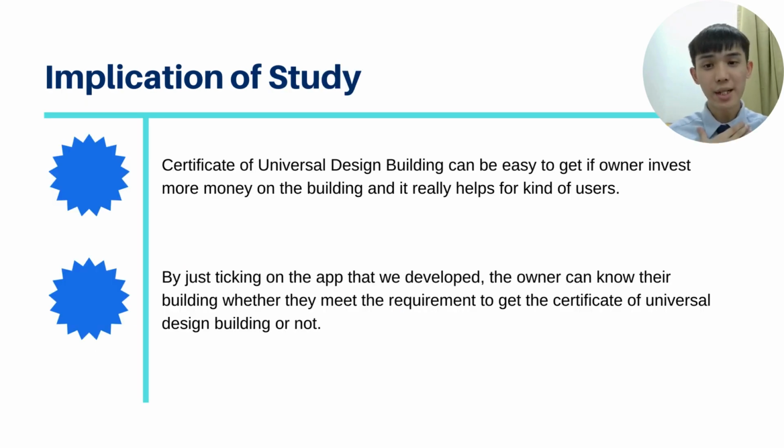An implication of the study is that the certificate of universal design building can be easy to get if owners invest more money on the building, and it really helps all kinds of users. And second, by just clicking on the app that we developed, the owner can know whether their building meets the requirements to get the certificate of universal design building or not. So maybe if they only lack a few points, then they can get the certificate, so why not?